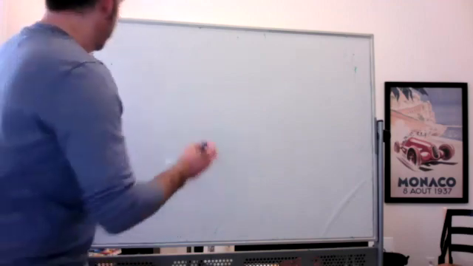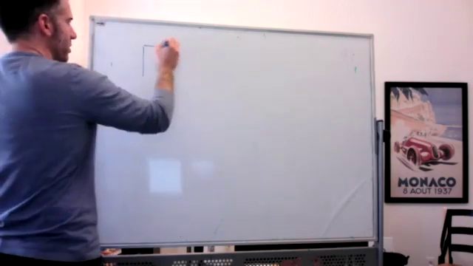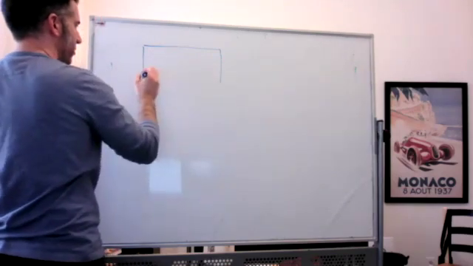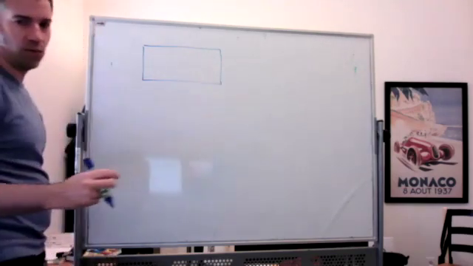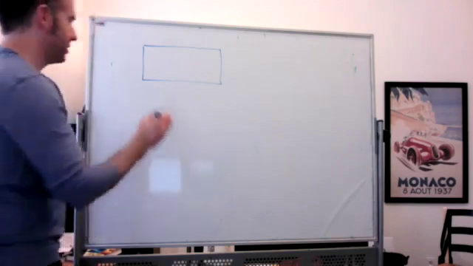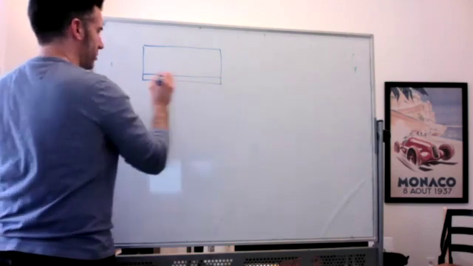So we've got a rectangular enclosure. And one of these sides needs to be stronger than the other three. So let's say this is the stronger side. So make it like extra strong.